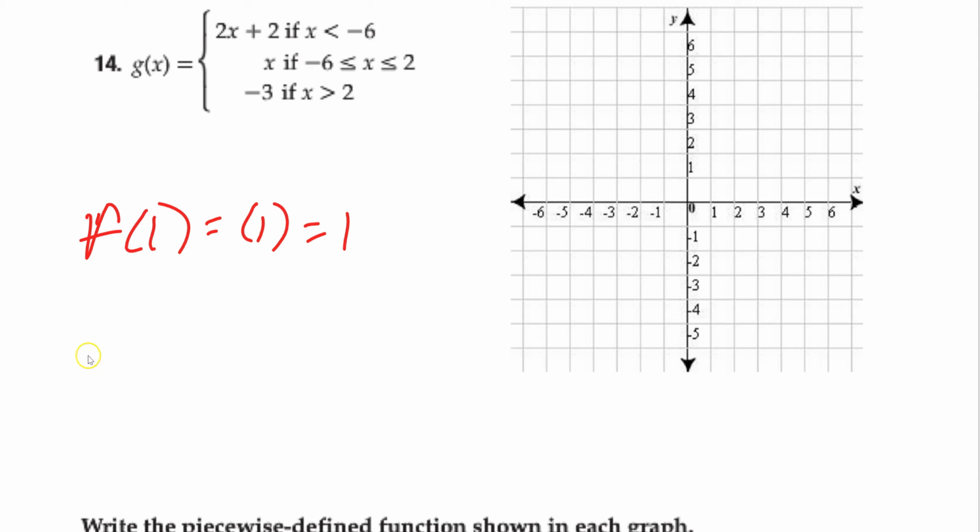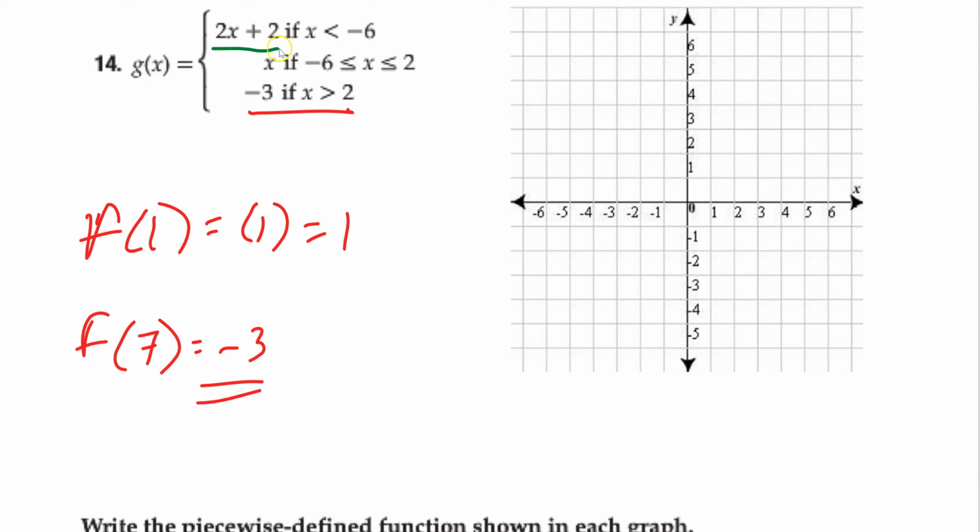How about, let's do a tougher one. f of 7. f of 7 falls right here. Well, there's nothing to plug into, so you just get -3. That's the way it works. When there's no x, you just get the number. So it's -3. Everything bigger than 2 is going to be -3. So again, that's how you evaluate. You just look at where it falls and plug it in. Now let's graph this thing.